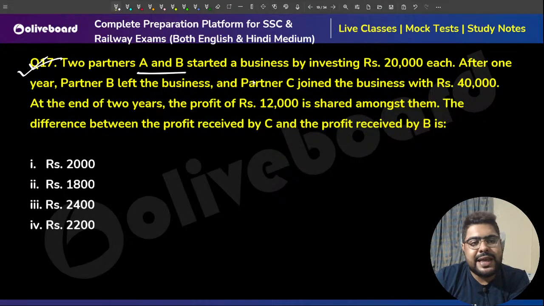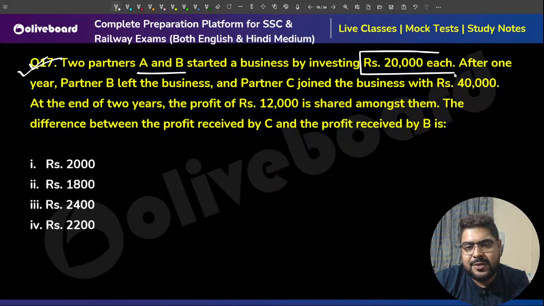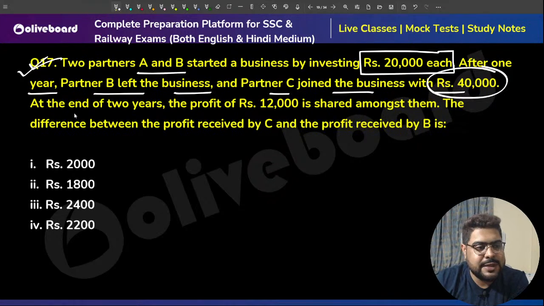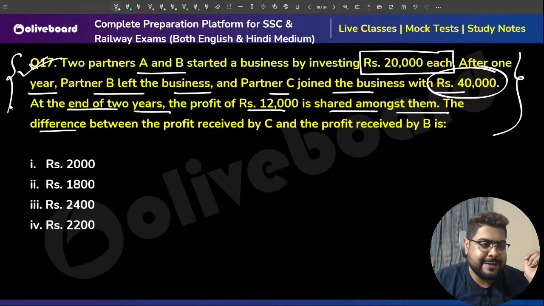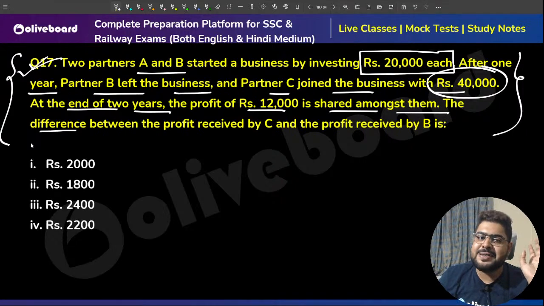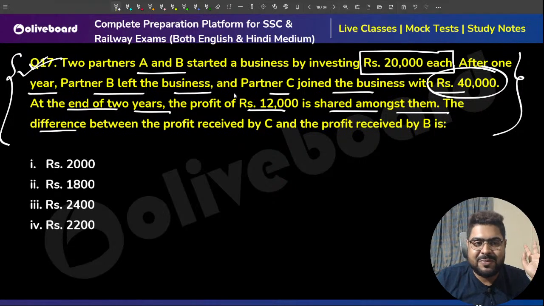Two partners A and B started with 20,000 rupees each. After a year, partner B left the business. Partner C joined the business with 40,000. At the end of 2 years, the profit of 12,000 is shared amongst them. What is the difference between B and C? In this type of partnership questions, go with the flow, nothing else.